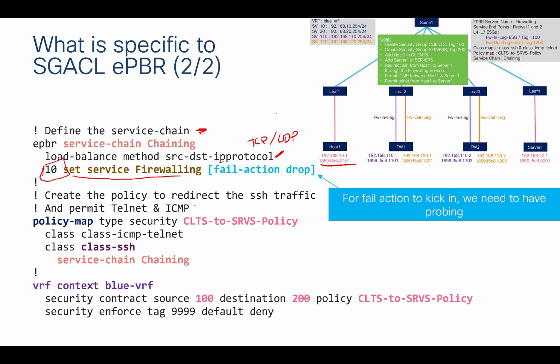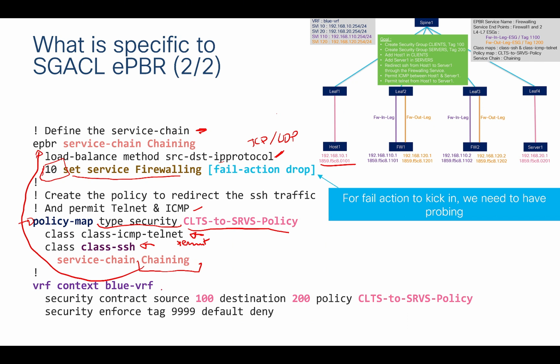Then we can go ahead to create our policy to redirect the SSH and permit the telnet and ICMP. So the configuration is quite intuitive. We configure a policy map of type security. We give the name. And we say that for the class ICMP telnet, it is a permit. Actually, it's the default when we configure a policy map. And for the class SSH, we are redirecting to a service chain that is chaining, which was defined just above.